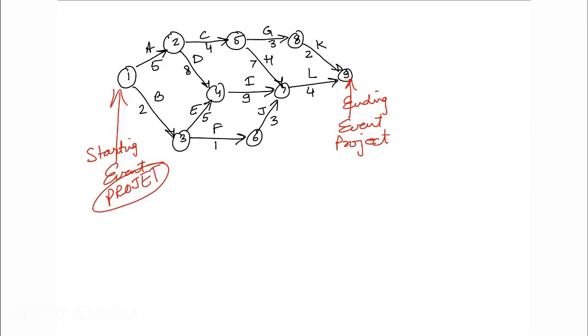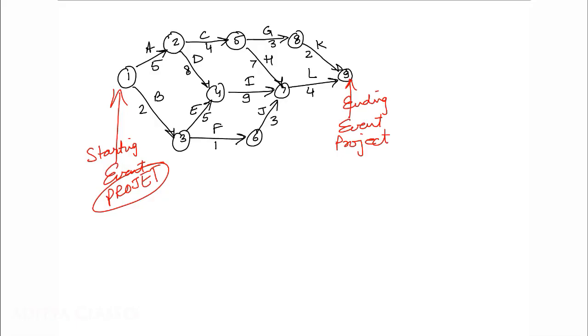Why is 1 the starting event of the complete project? Because if we look at them very carefully, what is happening? Let us take the combination 1 and 2. What is 1? 1 is the starting event for A. A is starting over here and A is ending at 2. So 1 is starting and 2 is ending for A. What about C? If we talk of C, 4 becomes starting, 5 becomes ending. If we talk of G, 5 becomes starting, 8 becomes ending.